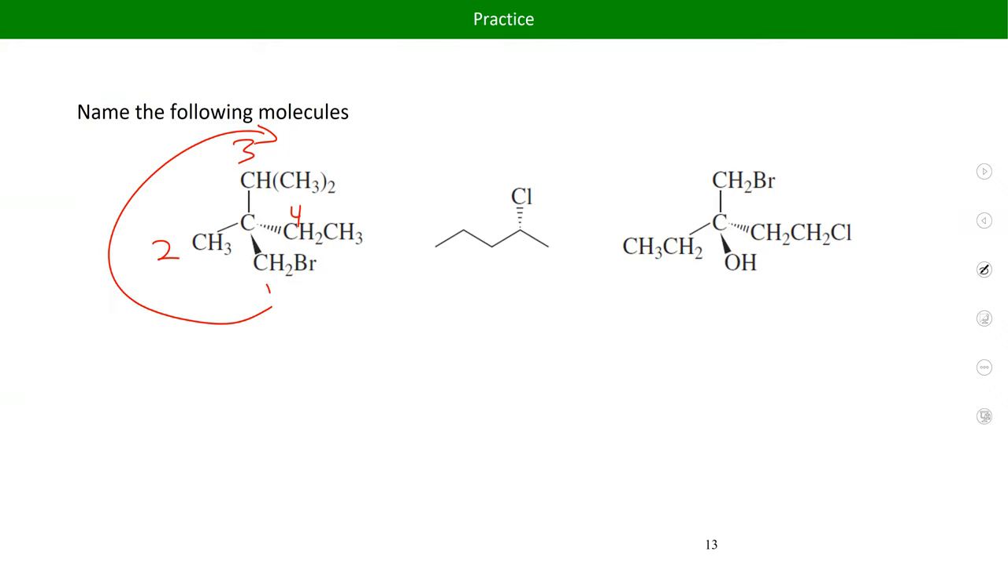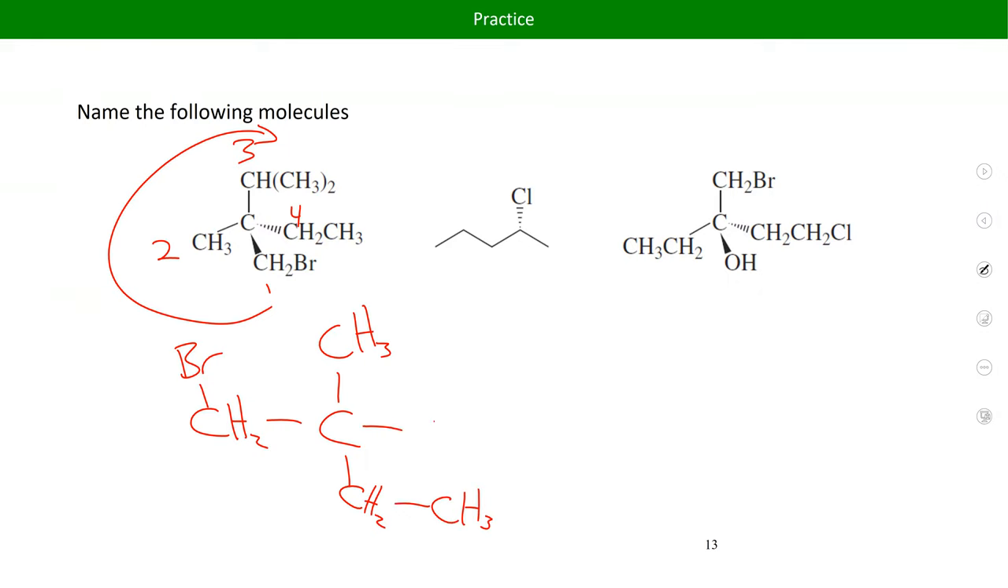once you have figured out that it's R, it can be helpful to redraw it in skeletal structure so that you can do your regular naming. But the rest of the naming goes the same way. You're just going to stick R in front of it. So we have CH2Br, C, the methyl group, and an ethyl group. And an isopropyl group.